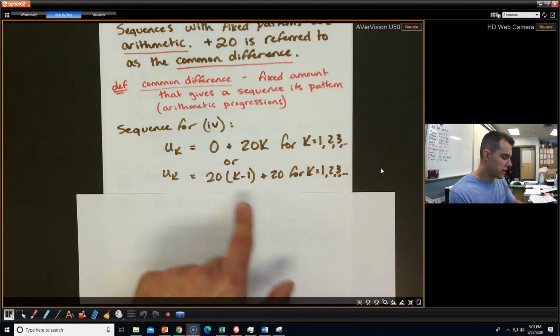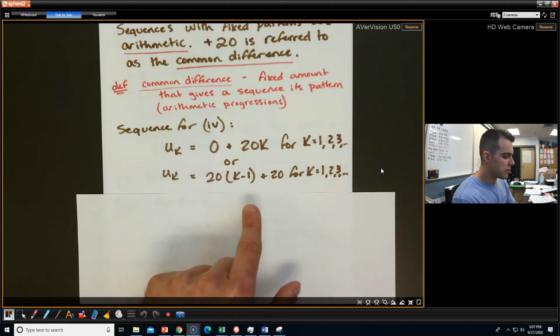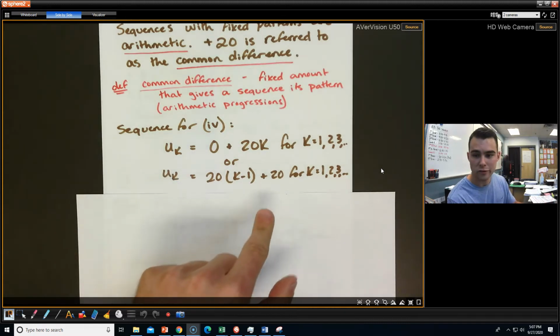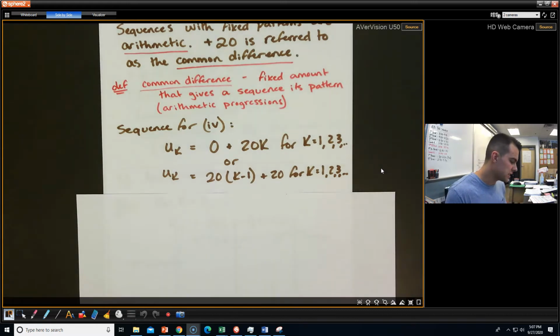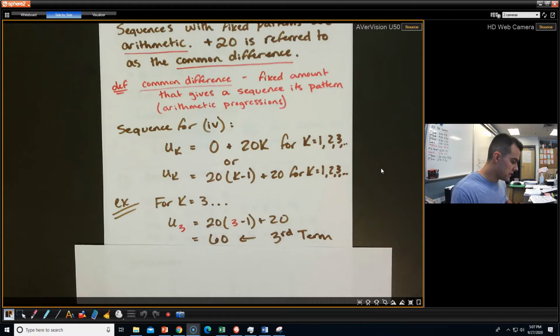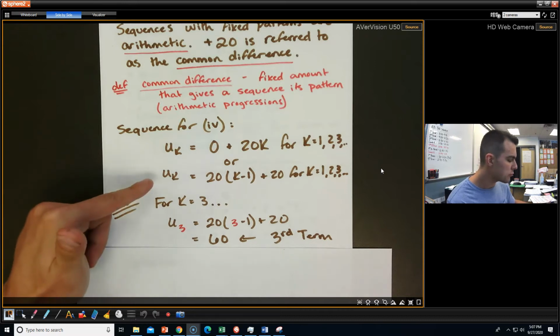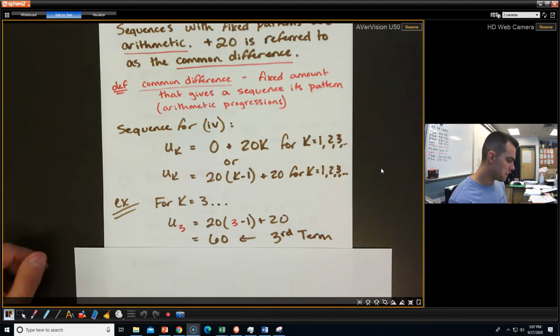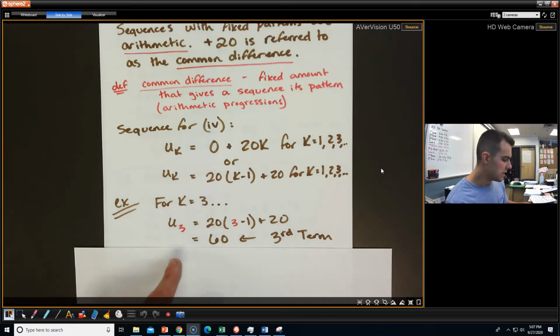Likewise, I could write it this way. If I wanted the first term, I just put 1 in there. This whole thing goes to 0, and then I add 20. 20 is the first term in my sequence. For k equals 3, this is how you would write it. To read this off, it's kind of weird, but you would read this as u of k equals this stuff over here. Here's another example for k equals 3: u of 3 equals 20 times 3 minus 1 plus 20, and then we get 60 as our third term. Okay?